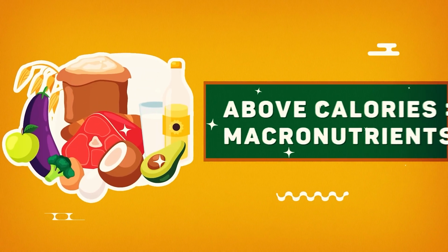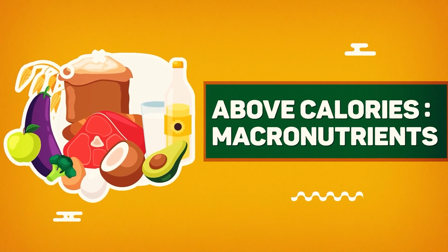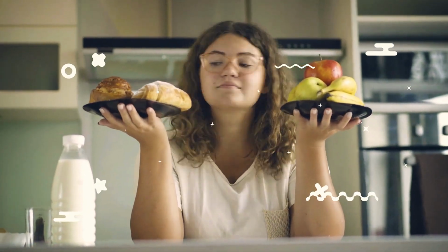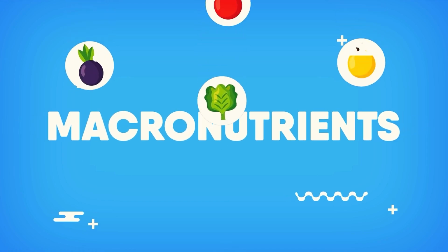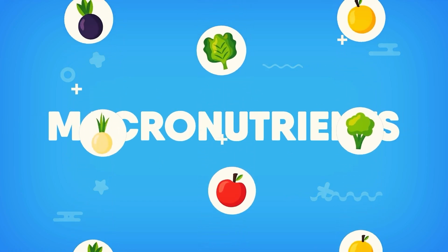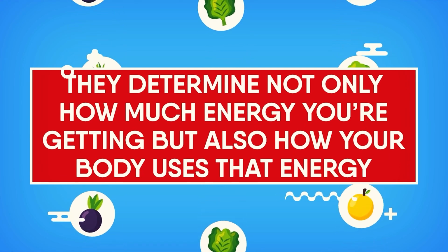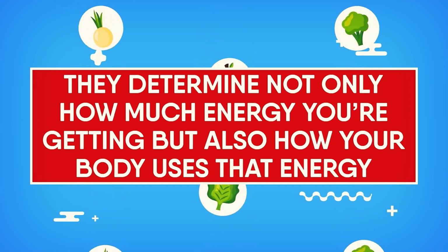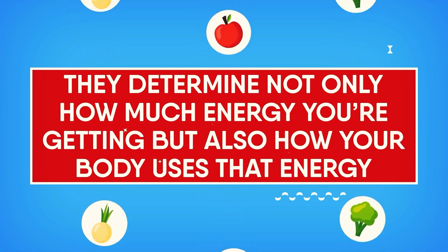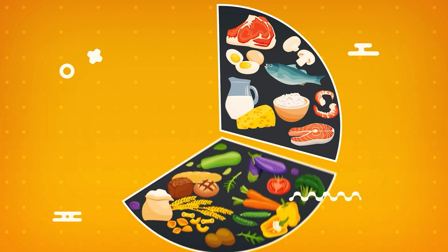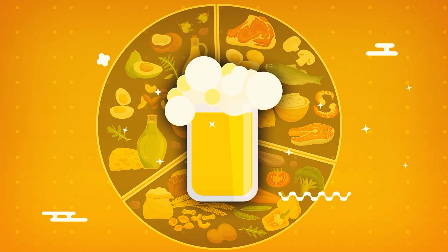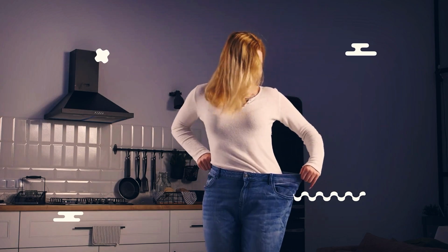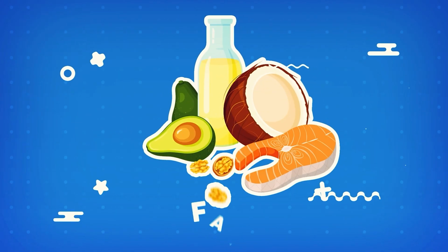Above calories, macronutrients. Now that we've talked about calories, let's dig a little deeper into what they're made of. Macronutrients. These are the real stars behind the scenes, and they determine not only how much energy you're getting, but also how your body uses that energy. Understanding macros, proteins, carbs, fats, and even alcohol can totally change the way you approach your diet and your weight loss journey.